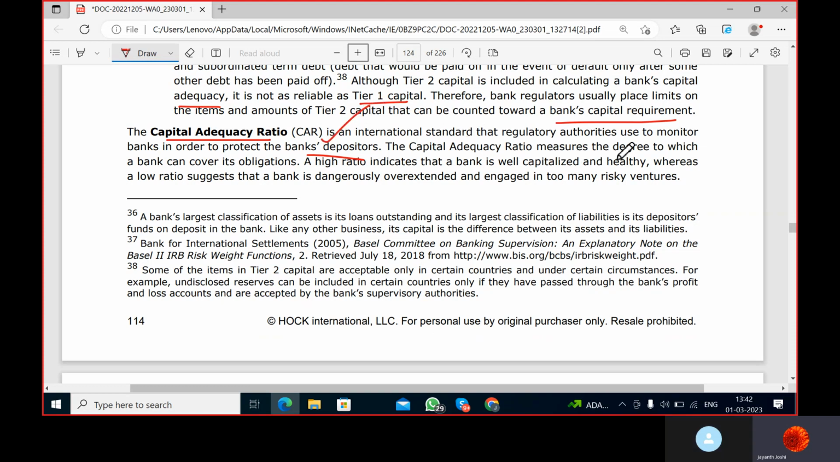So capital adequacy ratio measures the degree to which a bank can cover its obligations. If I have a liability of 1 lakh and I have resources of 10 lakhs, that means I have at least 10 times capacity to make the payment. So that is what capital adequacy ratio is.